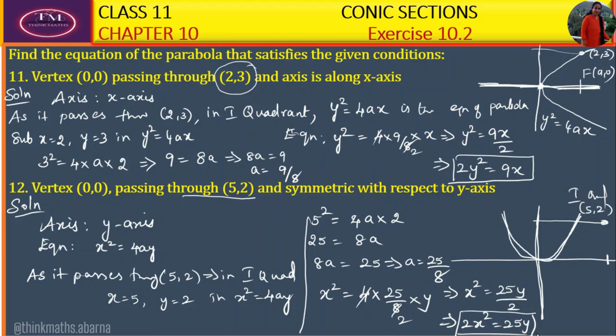Understood? Clear children? Just with the focus and passing through points and with x-axis, you can easily find out the parabola type and you can find the value of a, substitute and find the equation of the parabola. Very, very simple exercise. Just you have to find the parabola type with the given conditions.